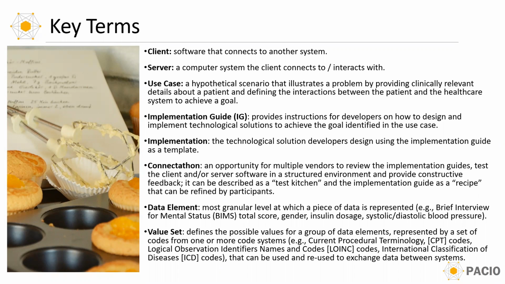Data elements are the ingredients that go in the recipe. A value set defines the possible values for a group of data elements represented by a set of codes from one or more code systems. For example, LOINC codes, CPT codes, ICD codes that can be used and reused to exchange data between systems. The value set can tell you where to find the ingredients and what quantity they should be used, or not the quantity, but the unit of measurement to use.